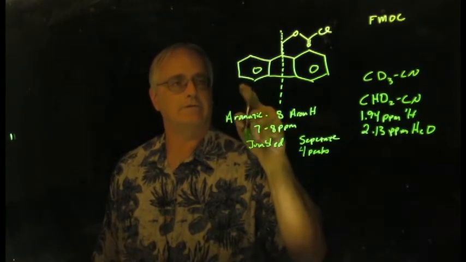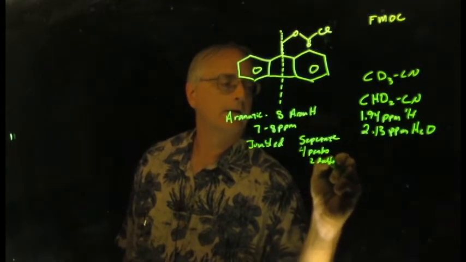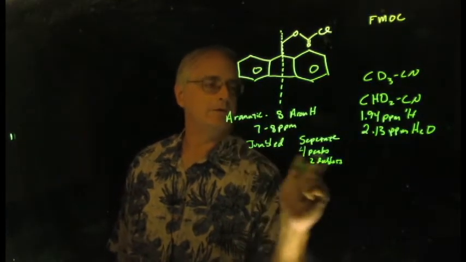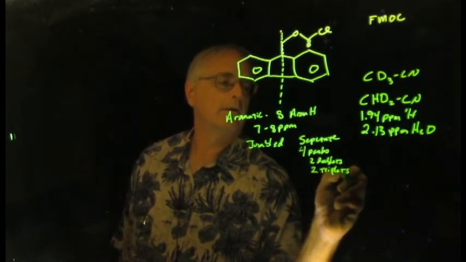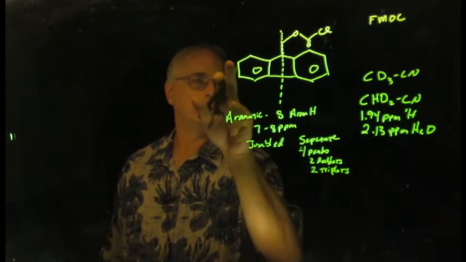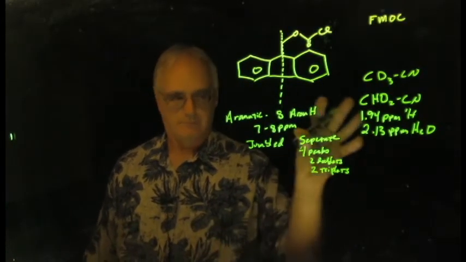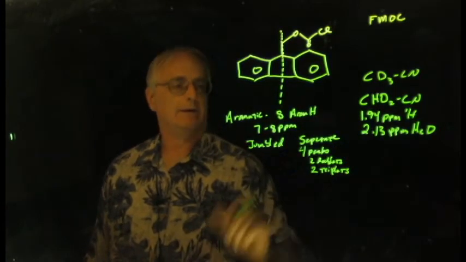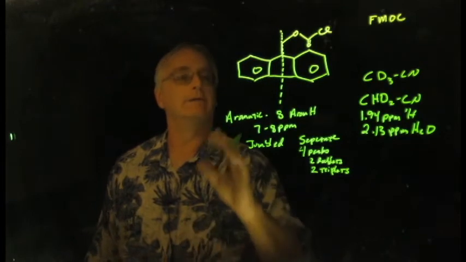These two positions with only one neighbor should be 2 doublets. These two positions should be 2 triplets. This one has 2 neighboring protons nearby. Now, we may not see that level of detail. It may be all jumbled together, but this is what we're going to look for in the aromatic region.